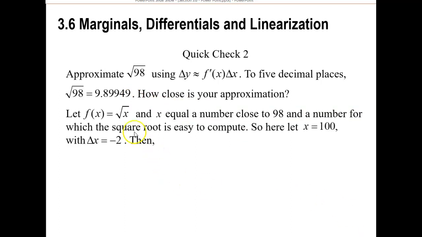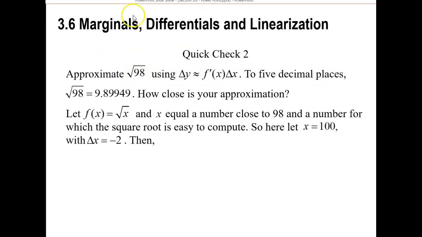All right, so again, we're going to use the square root of x as our function because we're square rooting a number. And we're going to pick a number for x that's close to 98, but that you can do the square root of easily. So we're going to use 100 here. The square root of 100 is a perfect square, a nice answer. So this time, if I pick 100 as my x, I want to pick something close to 98. I don't want to pick 25 again because it's nowhere near 98, and that won't work.